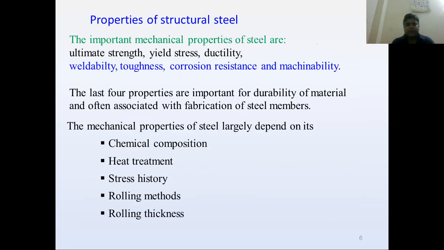Properties of steel structure. The important mechanical properties of steel are ultimate strength, yield strength, and ductility. Welding, toughness, corrosion resistance, and machinability. The last four properties are important for durability of material and often associated with fabrication of steel structures. The mechanical properties of steel largely depend on its chemical composition, heat treatment, stress history, rolling methods, and rolling thickness.